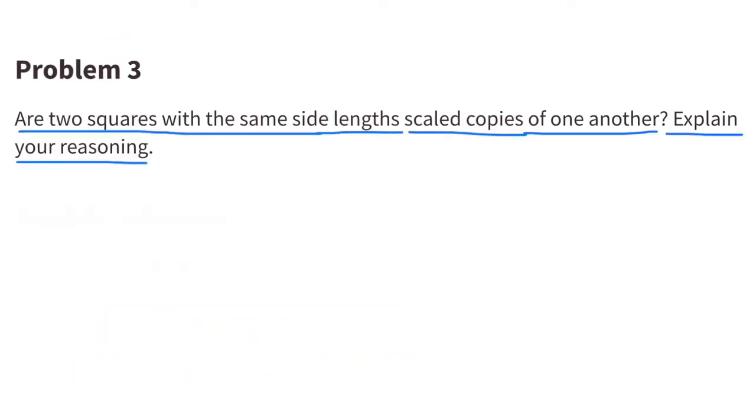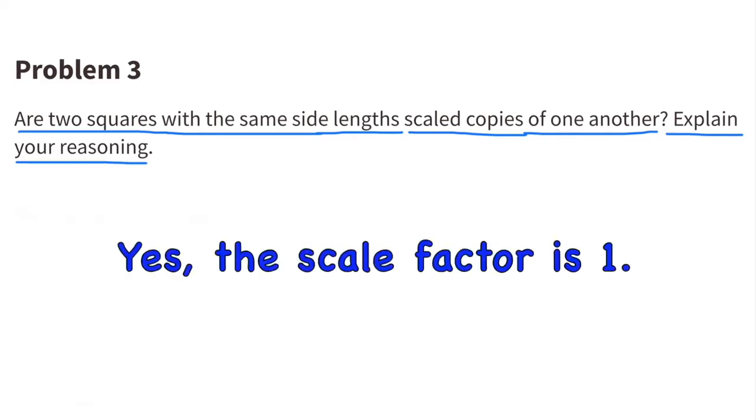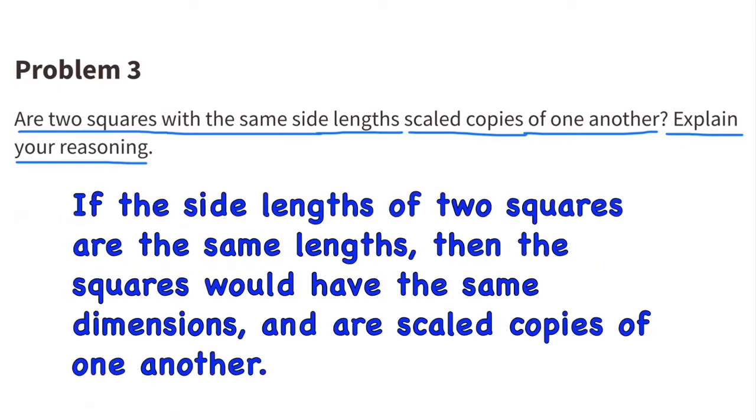Number 3. Are two squares with the same side lengths scaled copies of one another? Explain your reasoning. Yes, the scale factor is 1. If the side lengths of two squares are the same lengths, then the squares would have the same dimensions and are scaled copies of one another.